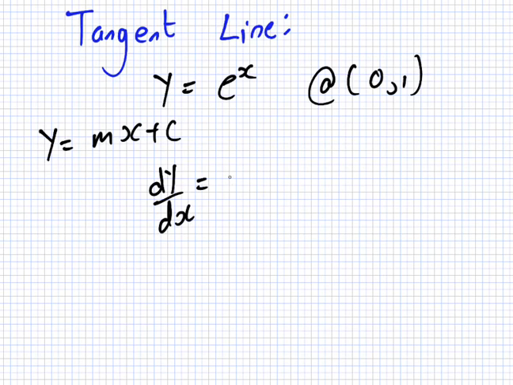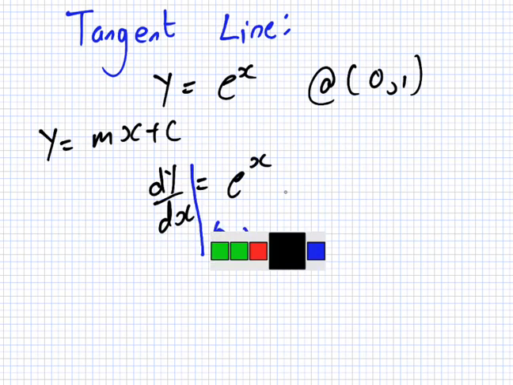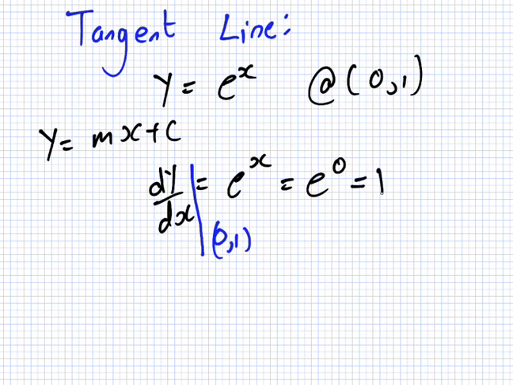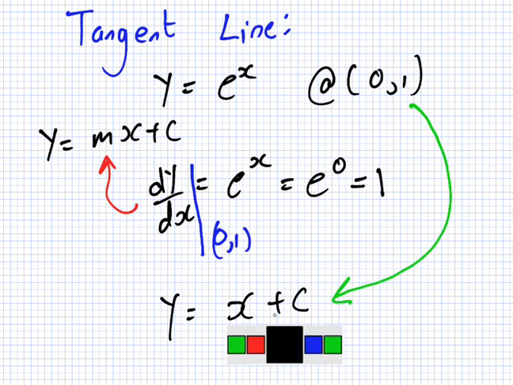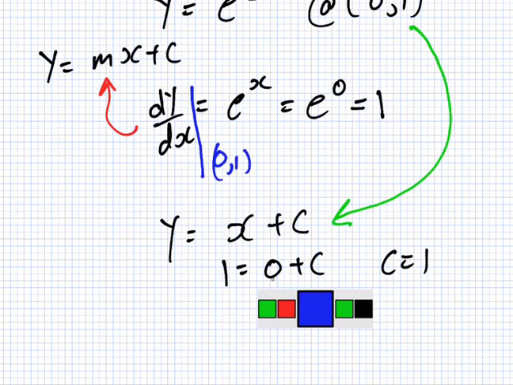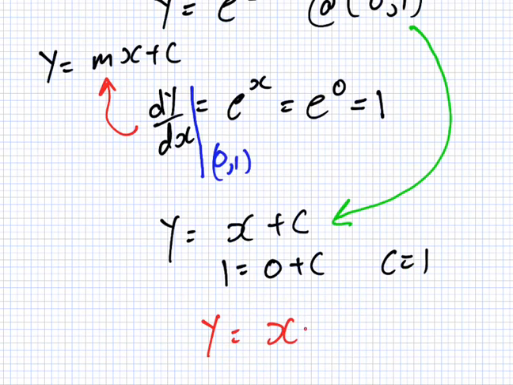What's the derivative of e^x? Come on. e^x. So here we have to put in x is 0. e to the power 0 is 1. So that goes in now for the slope. y equals 1x plus c. And how do I find the c? Well, to find the c, I put in this point here, don't I? So putting that in, I get 1 equals 0 plus c. c equals 1. So now I have my answer. y equals 1x plus 1.